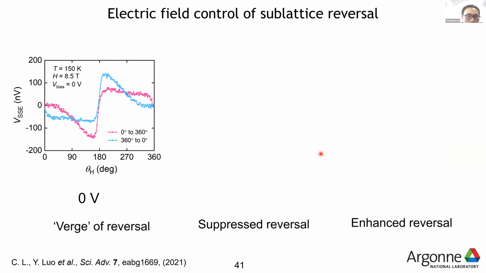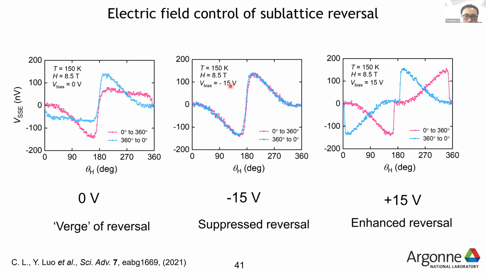That means the measurement can be very sensitive, so we apply a magnetic field of 8.5 Tesla, on the verge of the spin flop transition. And then we apply an electric field without changing the magnetic field. We found that as we apply a negative electric field of negative 15 volt, you can see that this partial transition can be completely suppressed without changing the magnetic field.